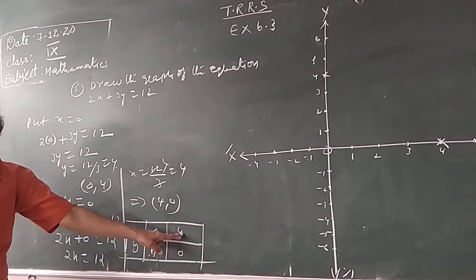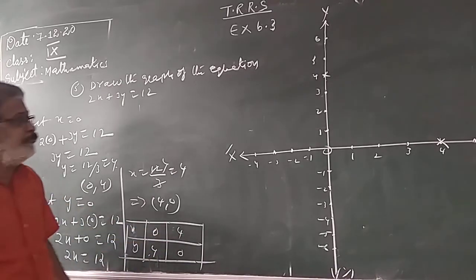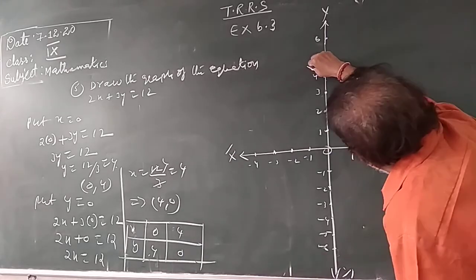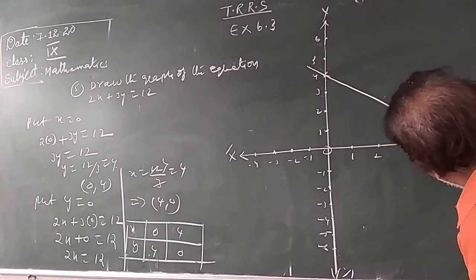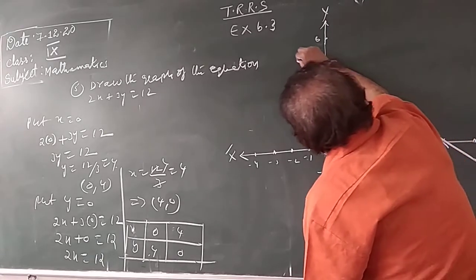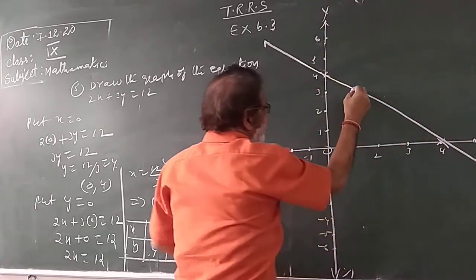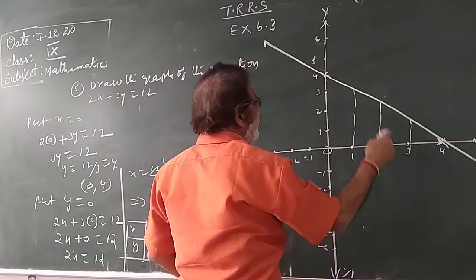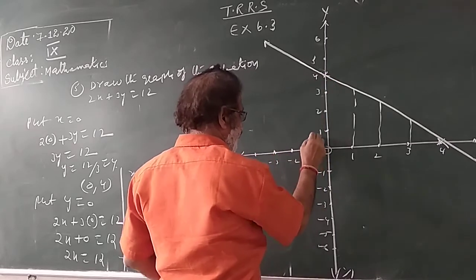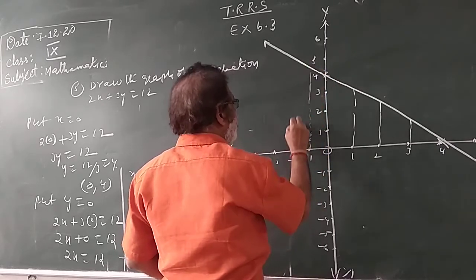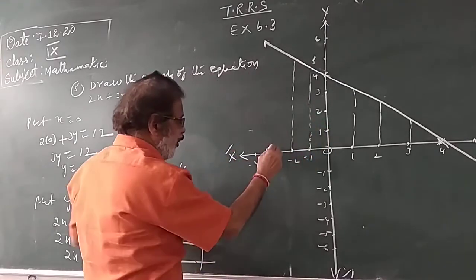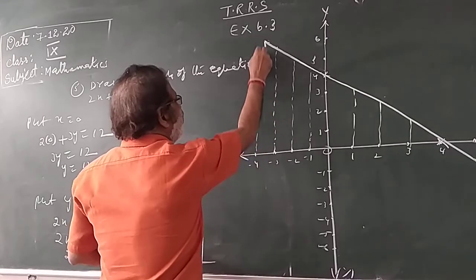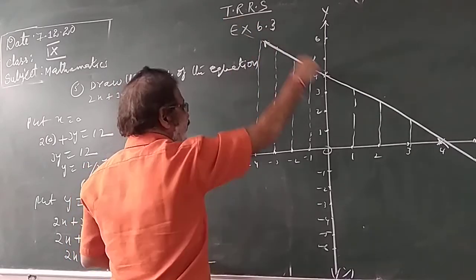Now mark the points (0, 4) and (6, 0). Using a scale, join these with a straight line. Whatever points lie on this line, these are all solutions only. To make you understand, I am showing the dots. These are points on the line only. You can extend the line.